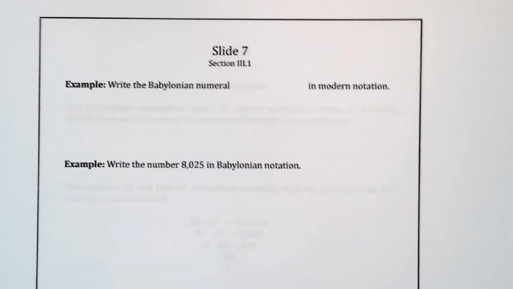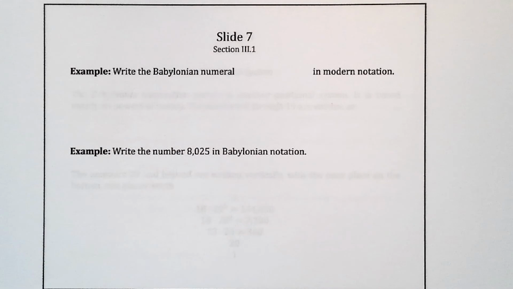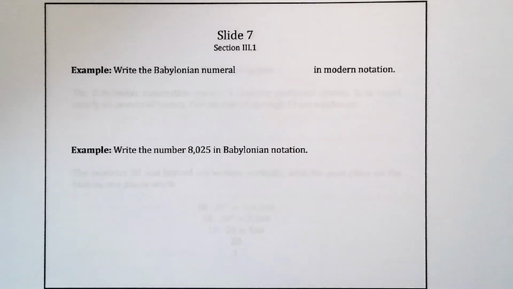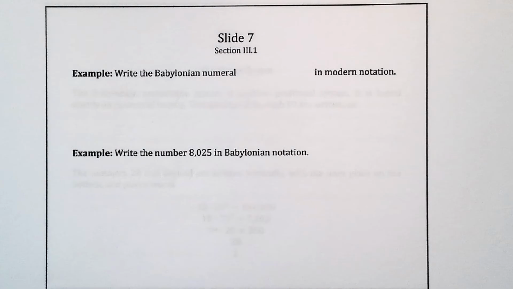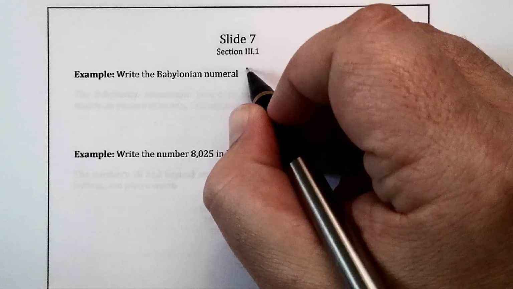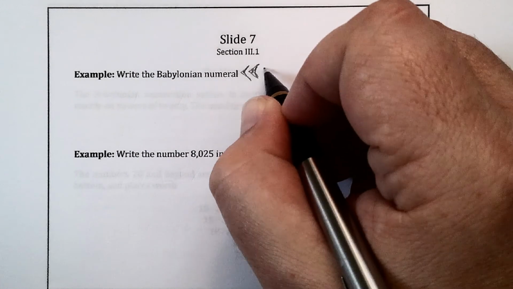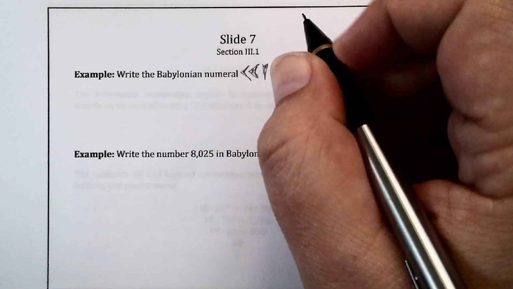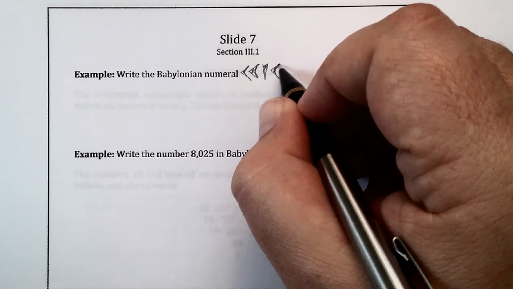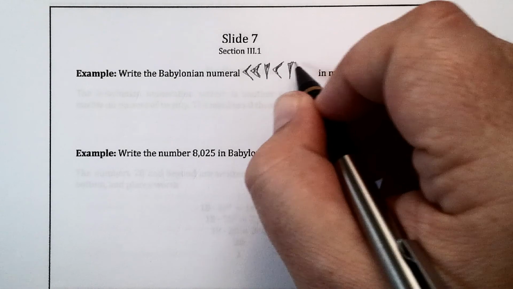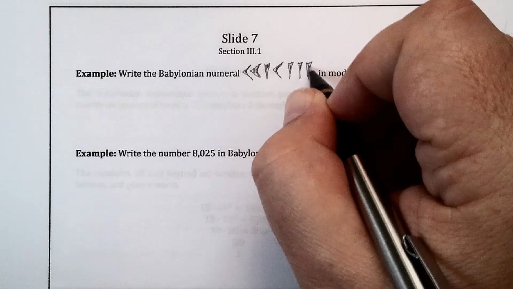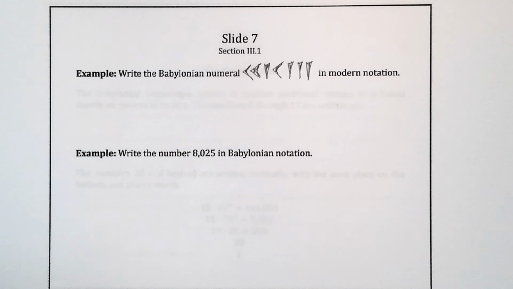This is probably the most challenging of the systems, so we'll work a number of examples. First, let's try to write the following Babylonian numeral in modern notation. So let me make up another example. We'll say 2 crescents and a wedge, and 1 crescent and 3 wedges. Try to write that in modern notation. So we're going to convert that to our system.